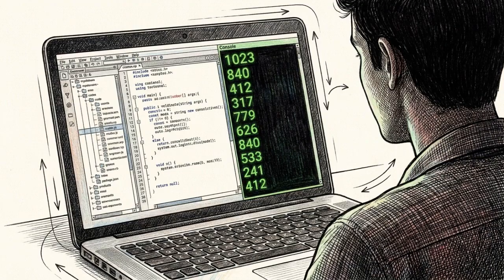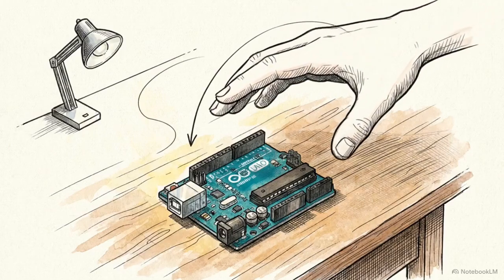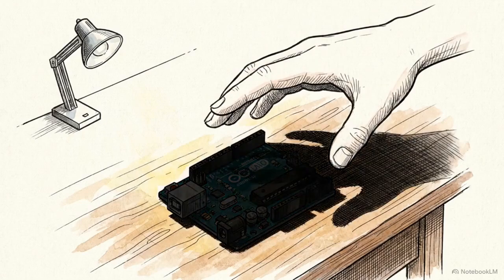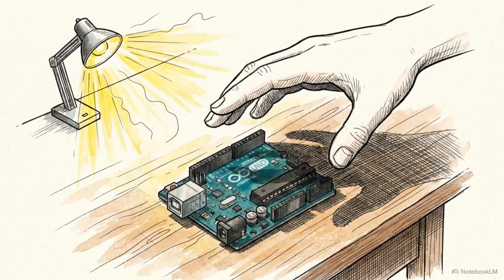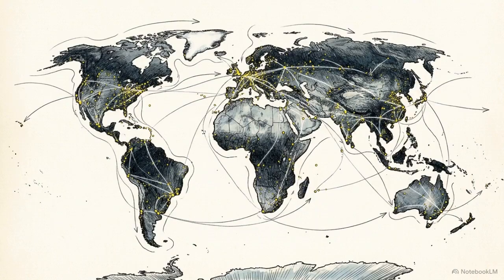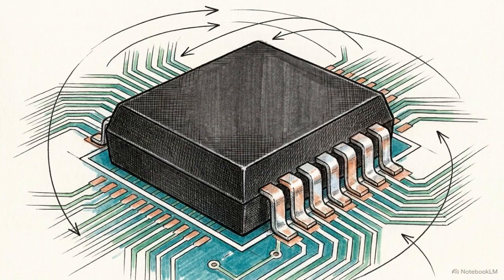Cover the sensor with your hand to see how the numbers change. This helps you find the right darkness threshold for your specific room. The global network of connected devices relies on these simple partnerships: a physical sensor, a digital brain, and a single resistor.